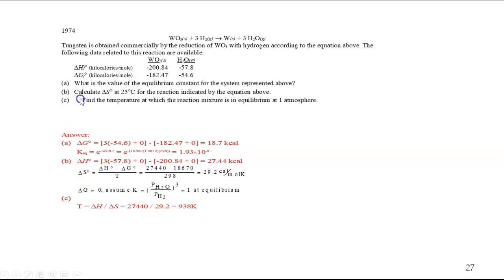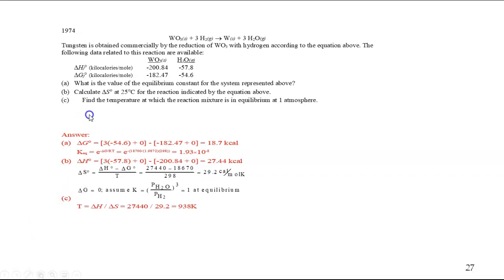That's part A, it's done. Part B, this will just be products minus reactants. We don't have that entropy data, but we do have delta G equals delta H minus T delta S. Here it is rearranged. That is handy. Plugging in, we find that we have a change in entropy of a positive number. Things are getting more random.